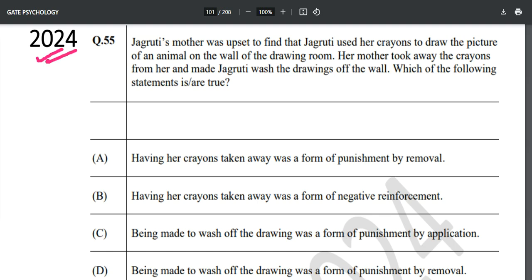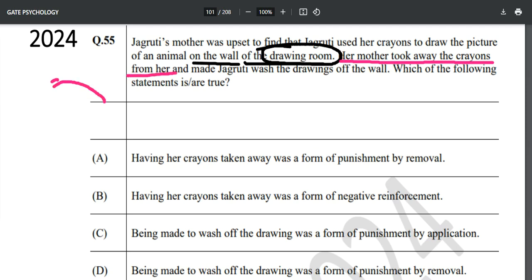Now this question is again an application-based question, a difficult one we can say, or a good question, we will find out. Jagruti's mother was upset to find that Jagruti used her crayons to draw the picture of an animal on the wall of the drawing room. Her mother took away the crayons from her and made Jagruti wash the drawings off the wall. Which of the following statements is or are true?